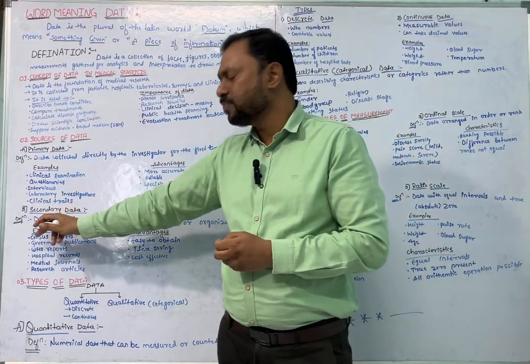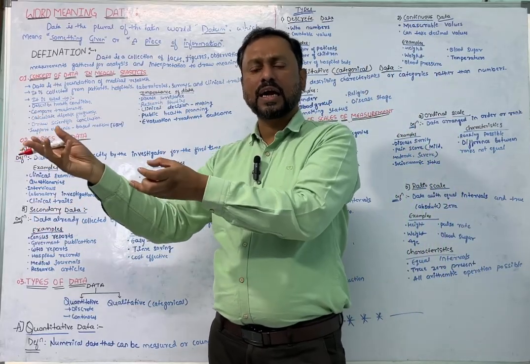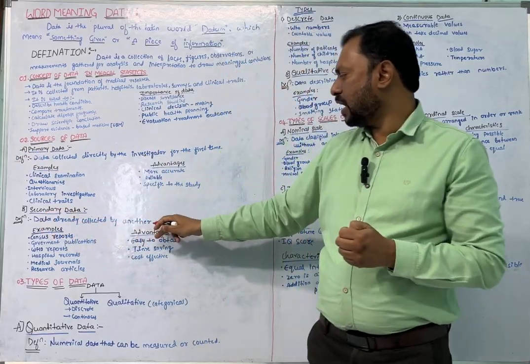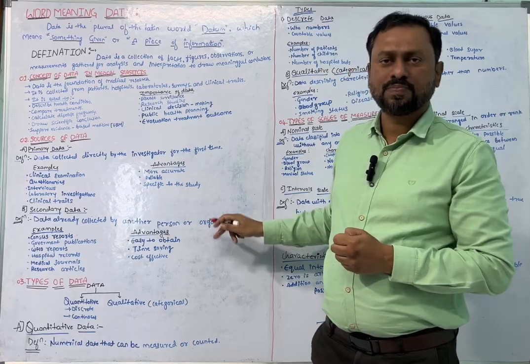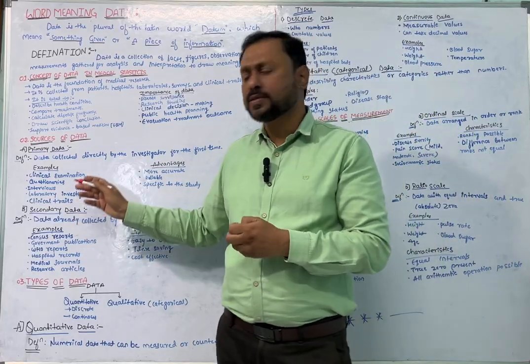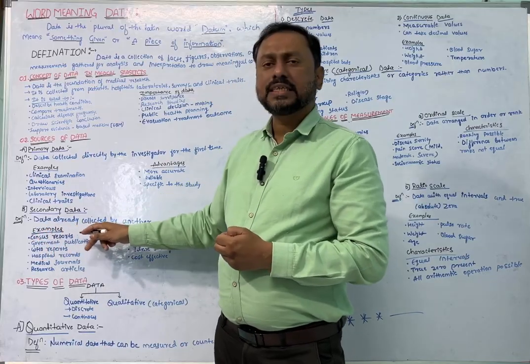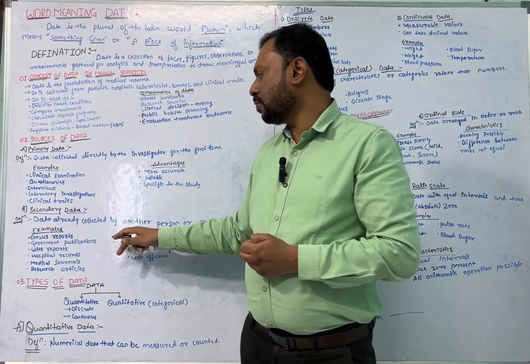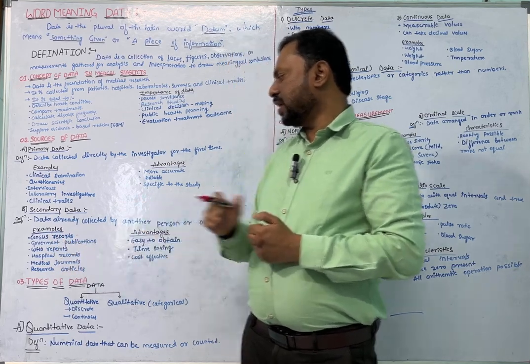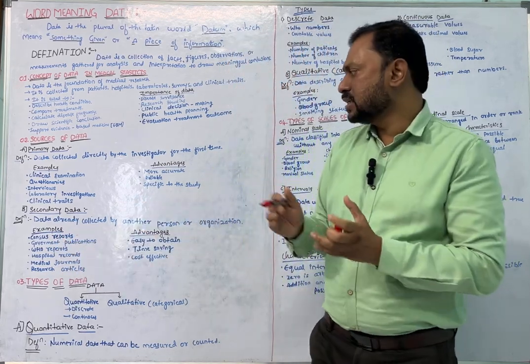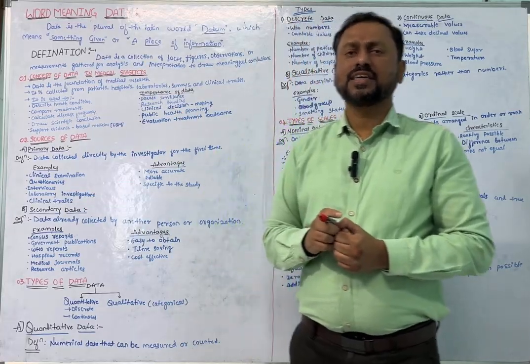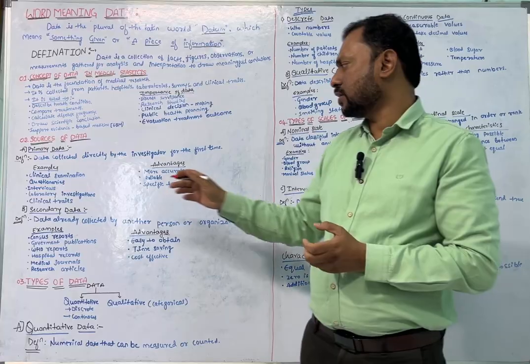Now the study is secondary data. Secondary data is when someone else has collected the data but we are using it in our research. That is data already collected by another person or organization. That is called secondary data. Examples are commonly the census reports, government publications, WHO reports, hospital records, medical journals and research articles. From these we collect the data, and that is called secondary data.